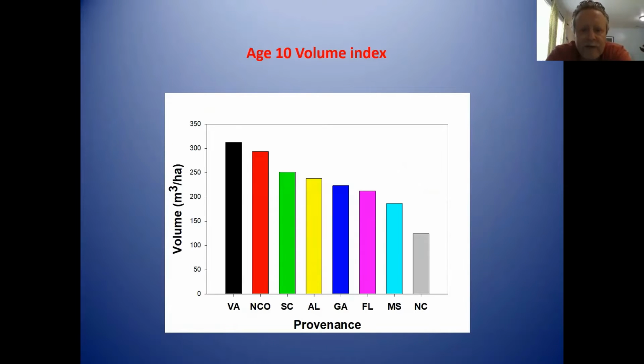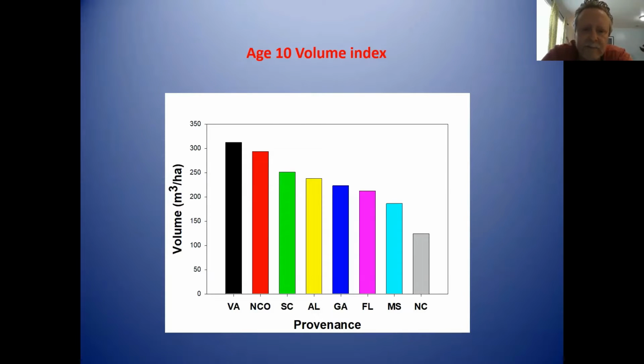And this is volume, so it's basically a volume index. It's taking PBH times height squared, using an estimate of 200 trees per hectare to give this volume estimate. And you can see here there's quite a variation with the different provenances, with Virginia being the highest.